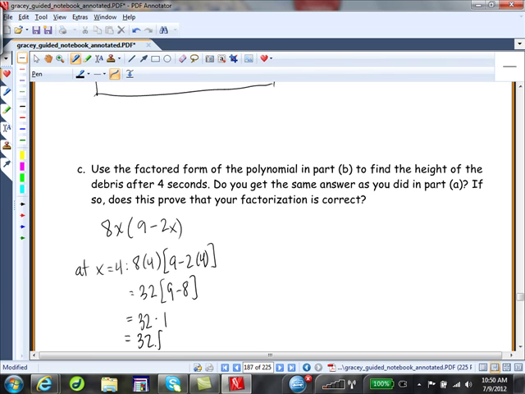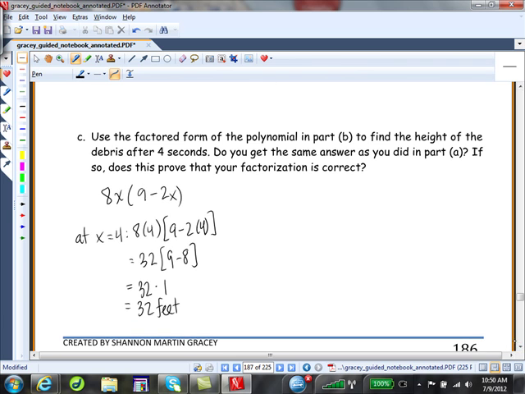Right? So hopefully this exercise will help you believe that the factored form and standard form of a polynomial are equivalent expressions.